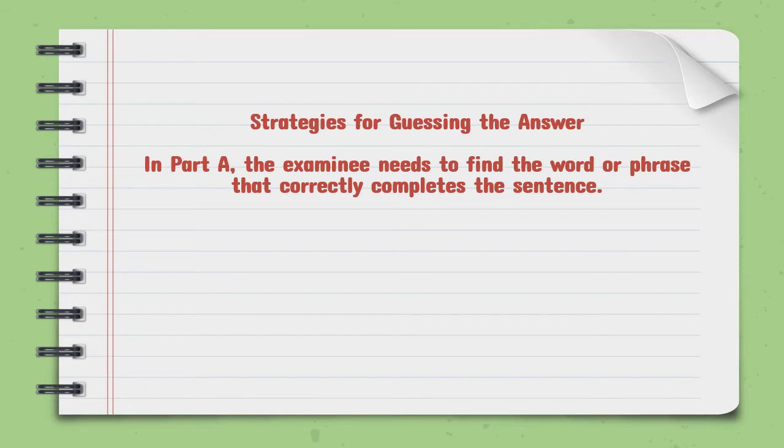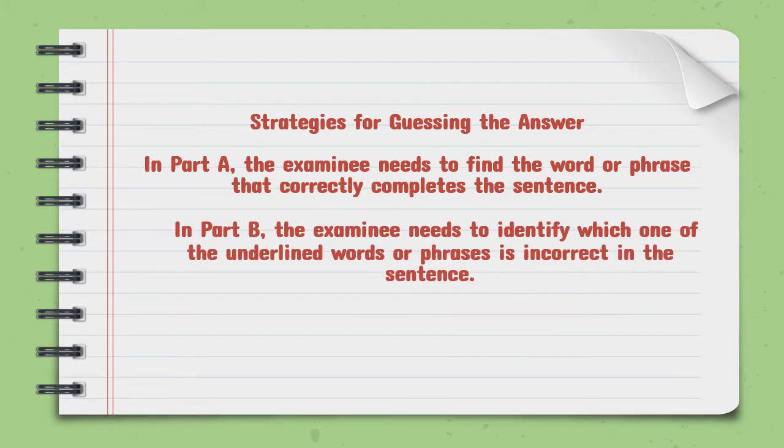Alright, here are the strategies for guessing the answer. In Part A, the examinee needs to find the word or phrase that correctly completes the sentence. In Part B, the examinee needs to identify which one of the underlined words or phrases is incorrect in the sentence.